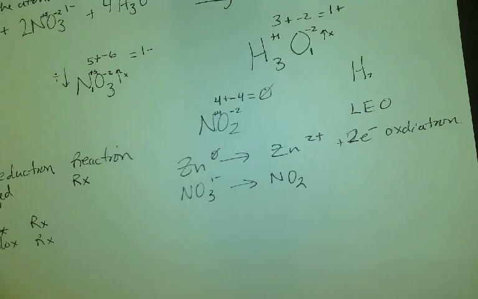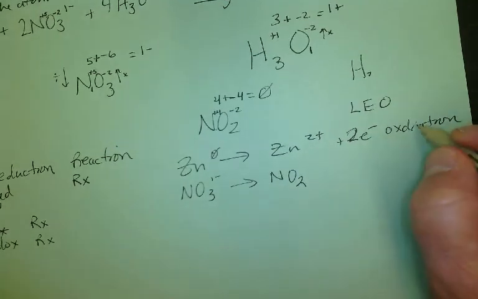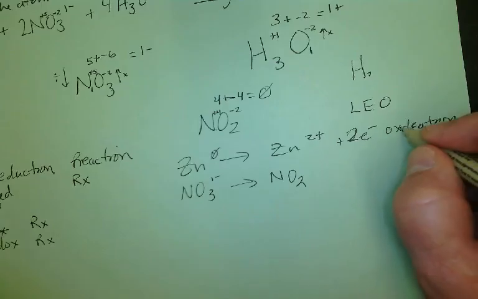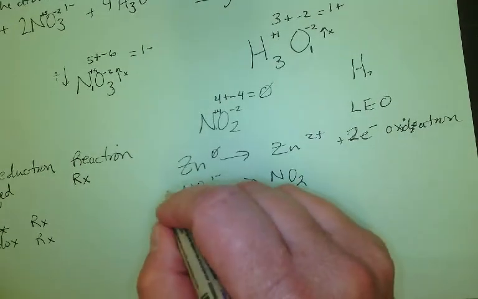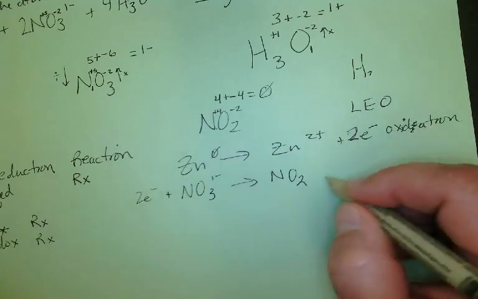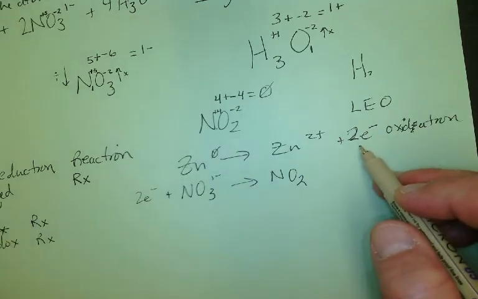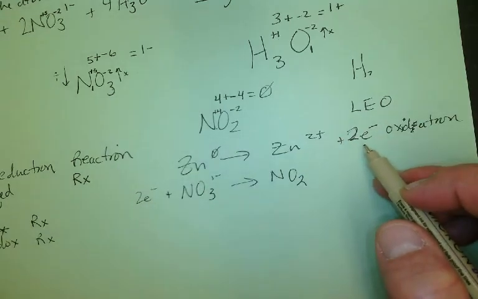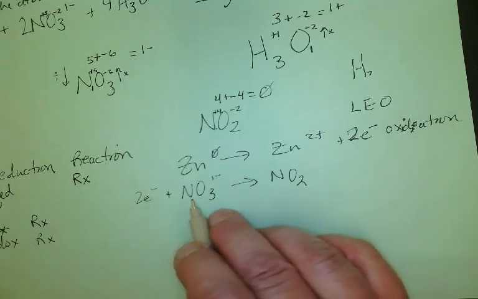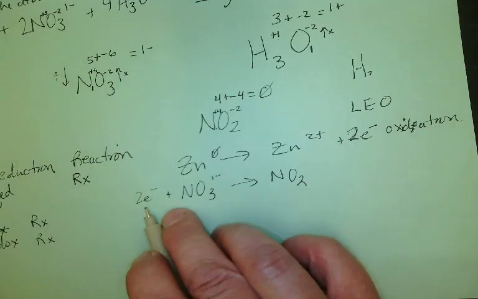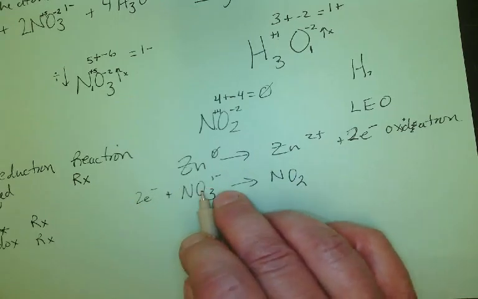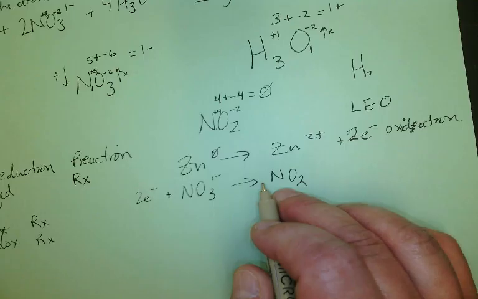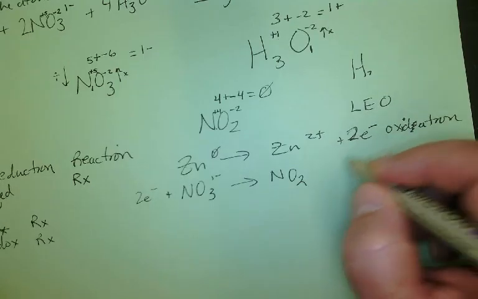Oxidation. And I can't spell today. Now this one over here is reduction, because these electrons just can't pop up out of space, out of a black hole. They have to come from someplace. They're going to come from this guy. This guy right here is going to take these electrons and add it to itself and become this. And that's called reduction.